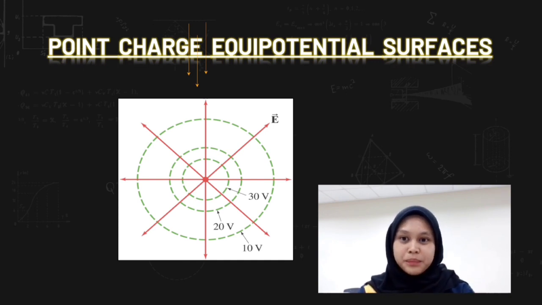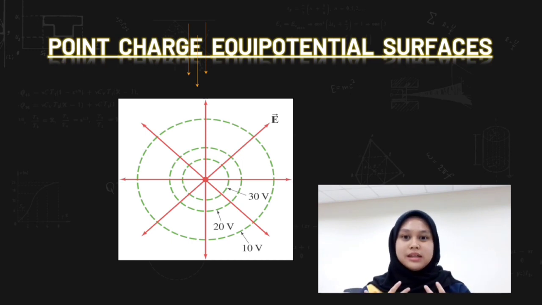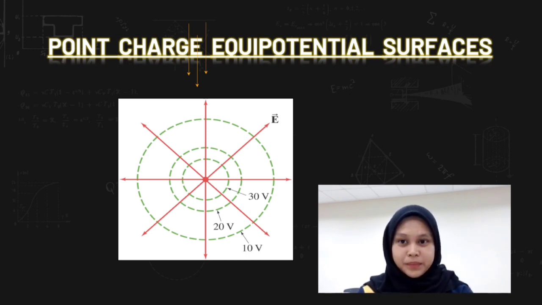This is because, like we know, charges repel each other, so it takes more and more energy to move the charges together the closer you get. Therefore, the potential increases as the equipotential surface gets closer to the charge.